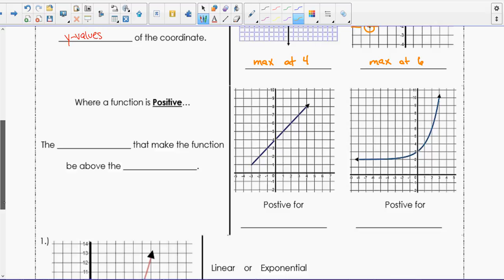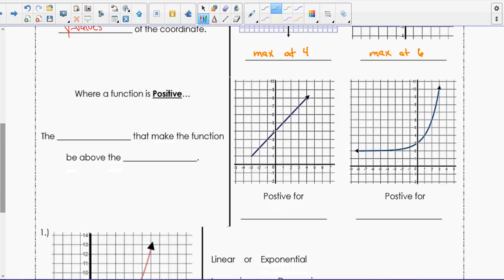Okay, and then this is probably one of the most difficult topics, where a function is positive. That means the x values that make the function be above the y-axis. So anytime a function is above the y-axis like this, it's positive. Anytime you're below the y-axis, you're negative. We're not actually going to ask for negative, we're only going to ask where the function is positive. And when we say this, we're asking for what x values make the function be above the y-axis.